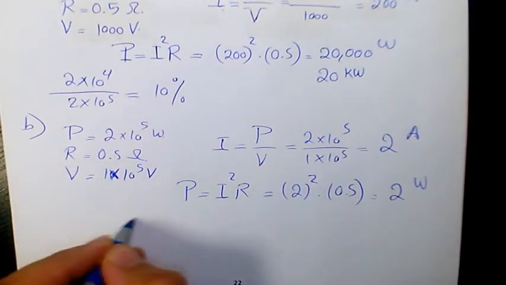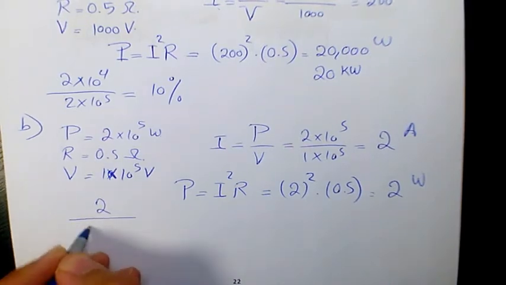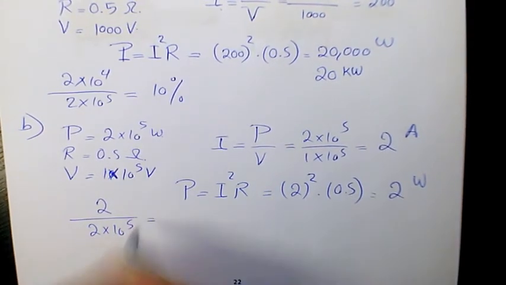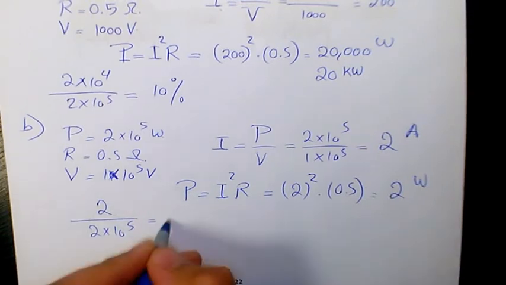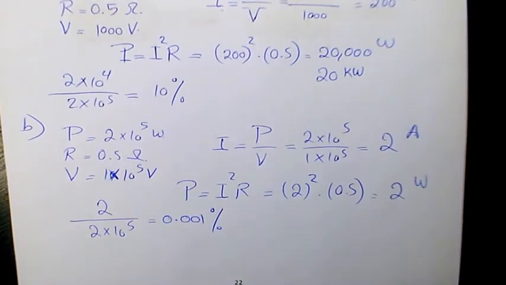So the percentage of lost power is going to be 2 divided by 2 times 10 to the power of 5. It's going to be 0.001%. That's going to be the percentage of power lost.